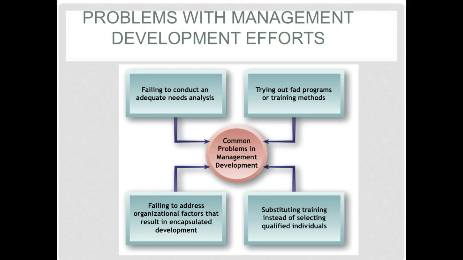Another problem is where we fail to address organizational factors that result in poor development. So we want to think about some of the management factors that are going on, and that may be something that we have to do in our needs analysis to address that. And part of what we would also learn in our needs analysis is item number 4, that we are substituting training instead of selecting qualified individuals. If we're not selecting the right people and we're just figuring training is going to work, that's where our problem lies.